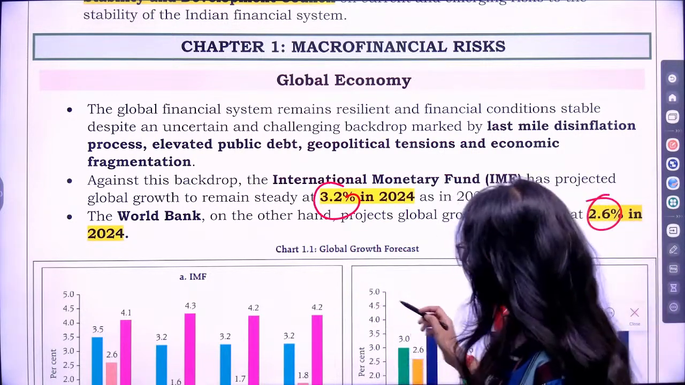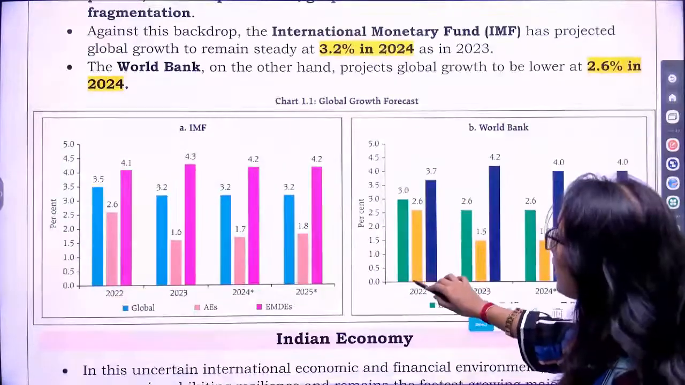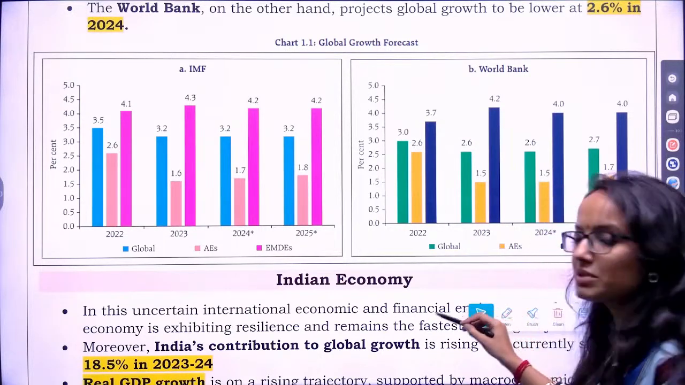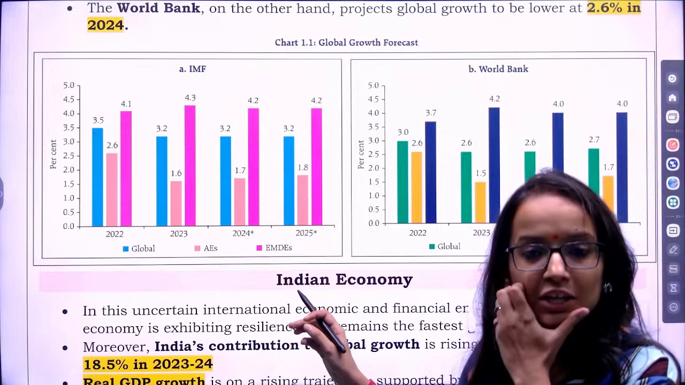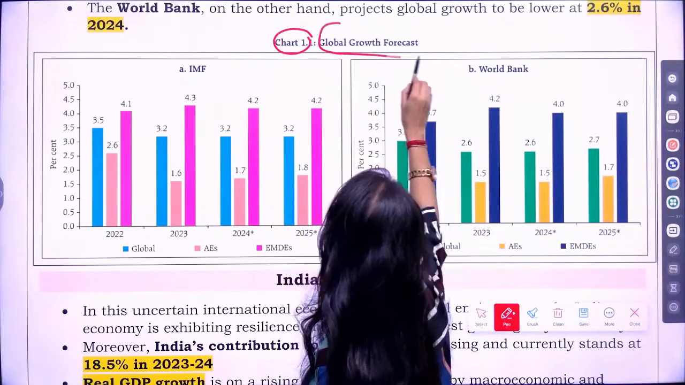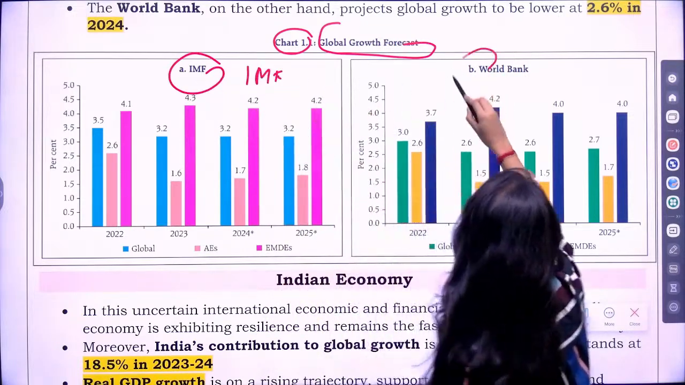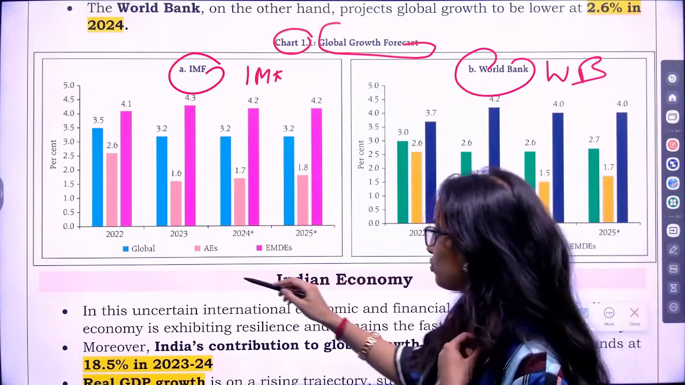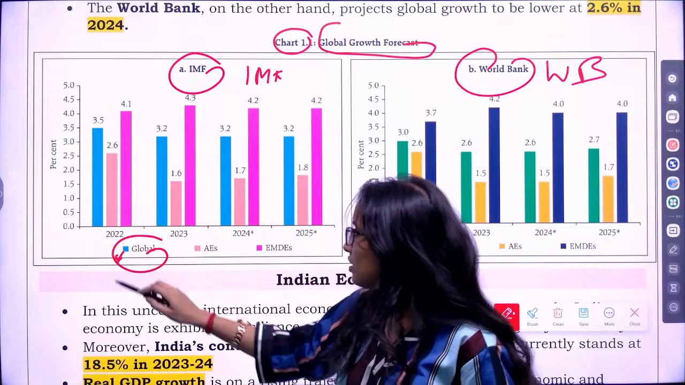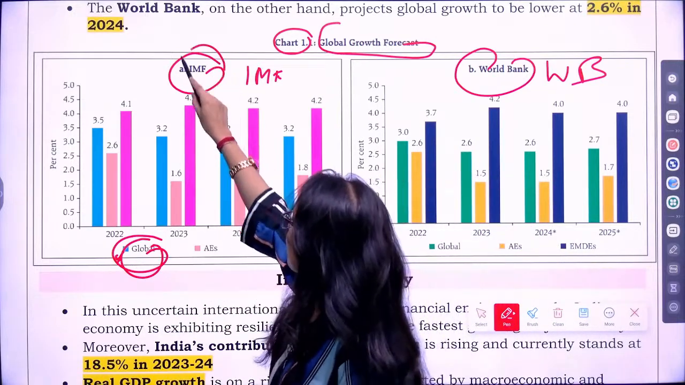All right. Now, if you see this chart, this graph, this chart has been provided in the report. It becomes interesting when you have these charts, isn't it? Otherwise, the PDF looks boring. You see this chart 1.1, global growth forecast. This is by the IMF and this is by the World Bank. Now, you see at the global level, this is green color, sea green type.